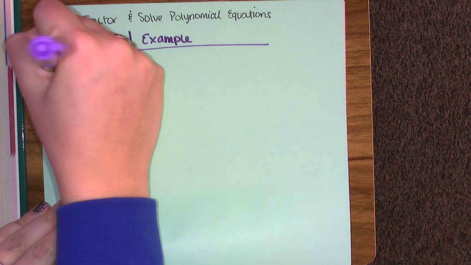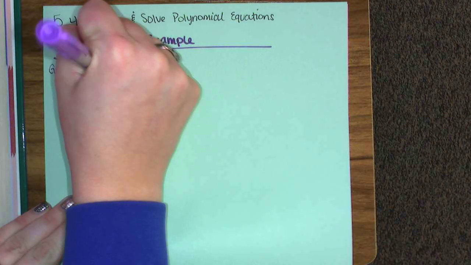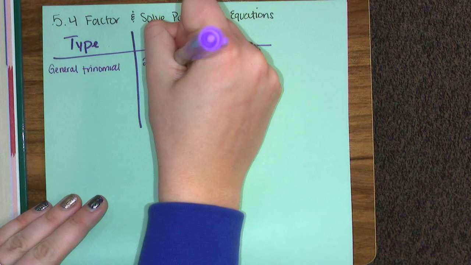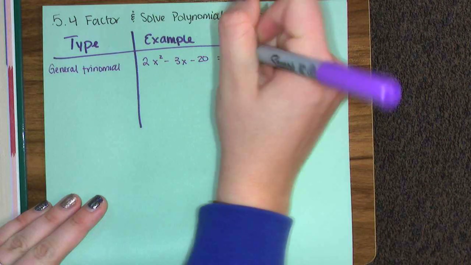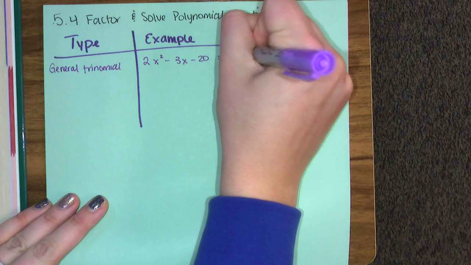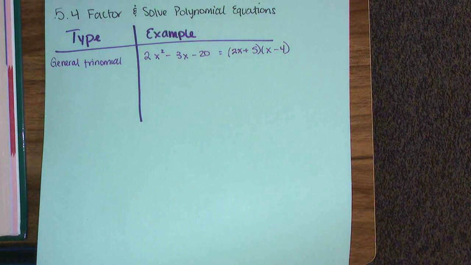Alright, so a general trinomial, just a basic one that's not a special type. Something like 2x squared minus 3x minus 20, which after doing your arch method and everything would factor into (2x + 5)(x - 4). Obviously you'd have to do some work for that, but that's what it would basically factor into.